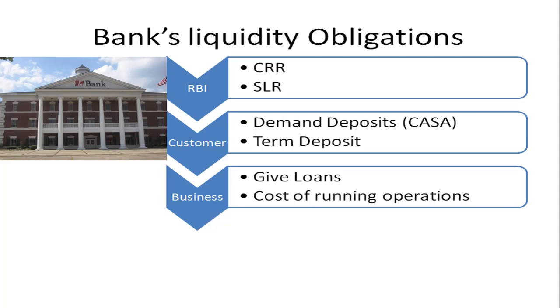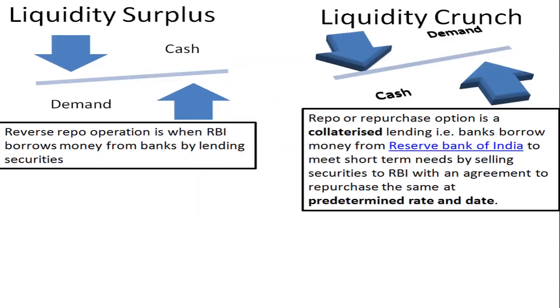But there are two extraordinary situations. One is the cash surplus or liquidity surplus, and one is the cash crunch or liquidity crunch. Liquidity crunch is the situation where the demand for the cash is more than the supply of the cash. Now, how to deal with the situation?